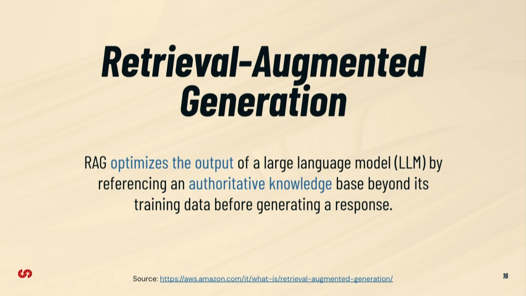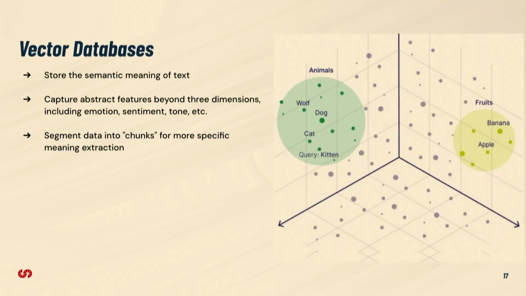This process can specify the boundaries of contents you want to use to create the output. How does it work? To work, it needs a vector database. A vector database can store the semantic meaning of the text. And in this image, I use only 3 dimensions, only to understand a bit how it works.